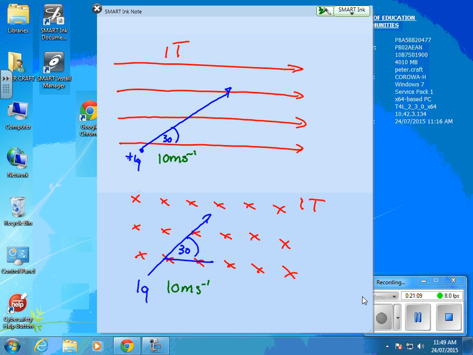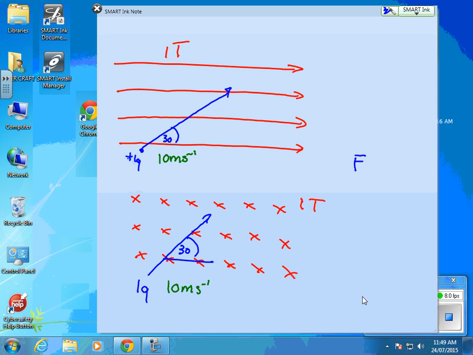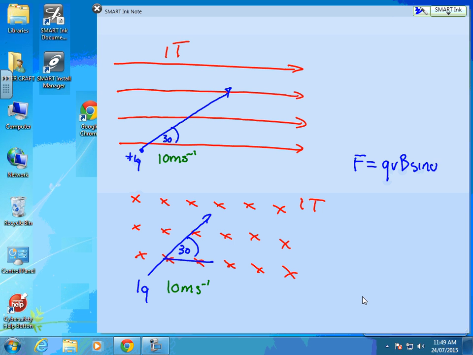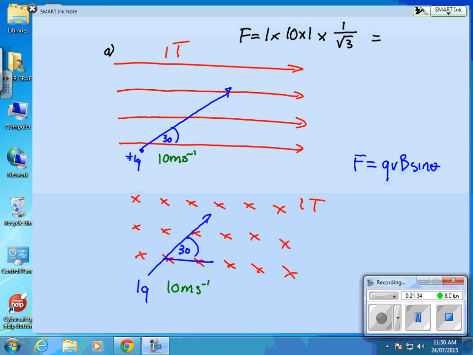Now, the formula that you want to use to work this out is F equals QVB sine theta. Q is the charge, V is the velocity, B is the magnetic field strength, and sine theta is the angle. Quickly, 1 times 10 times 1 times 1 on root how much? Okay, that's A. What about B? What's the answer?